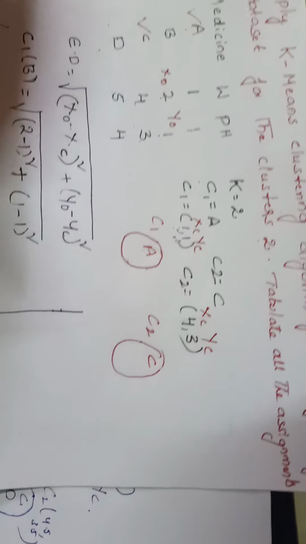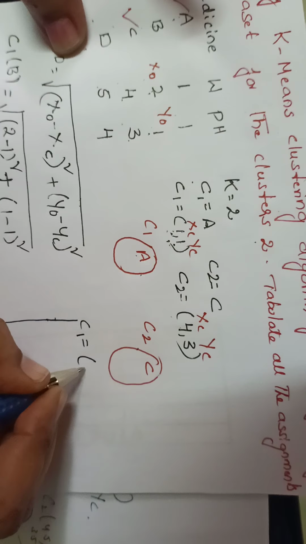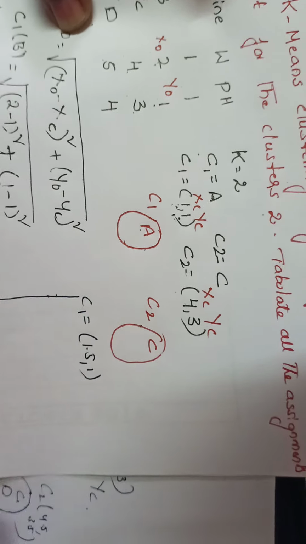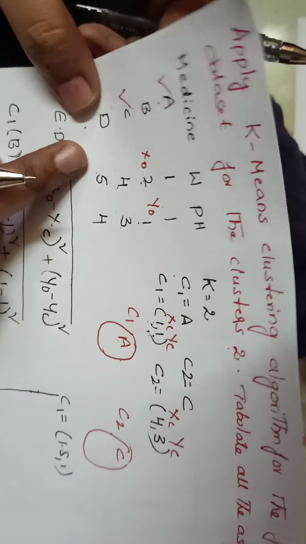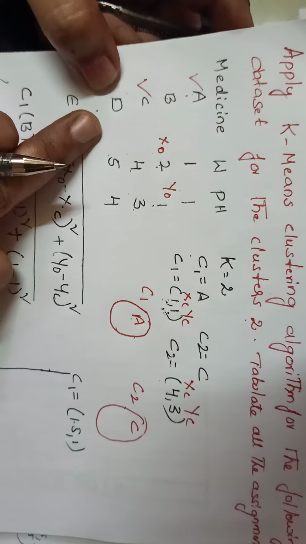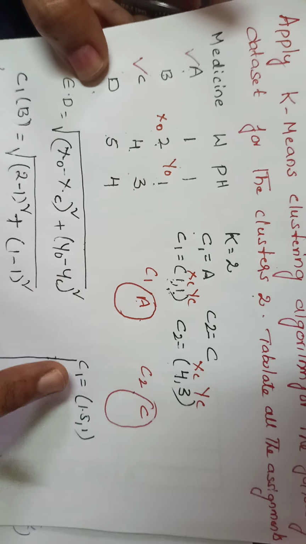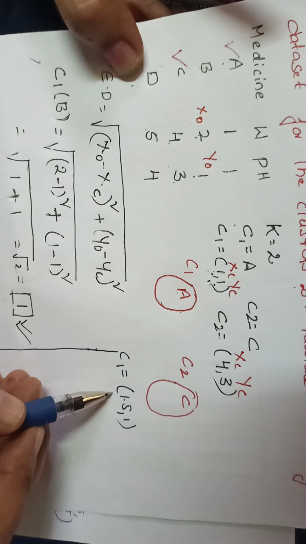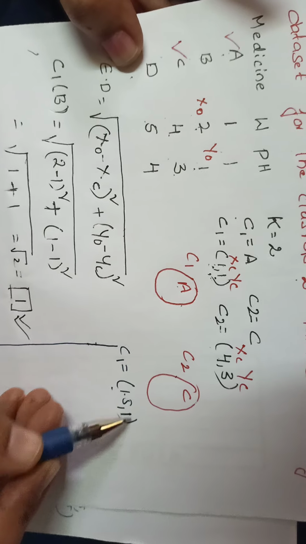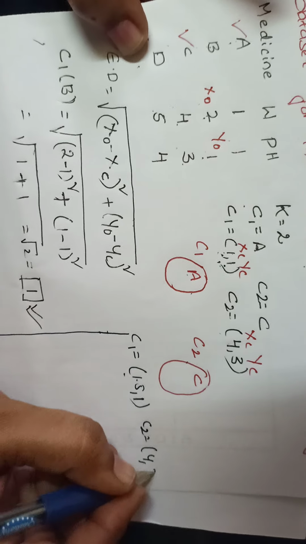Okay. Now already we got C1. Now C1 is 1.5 comma 1. With this new centered value again we have to calculate for D. Okay, D data set is there. Now I have updated the C1 value. Instead of 1 comma 1, the new centered value is 1.5 comma 1. Then C2 is the same, that is 4 comma 3.